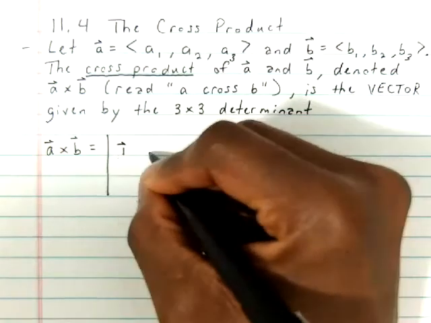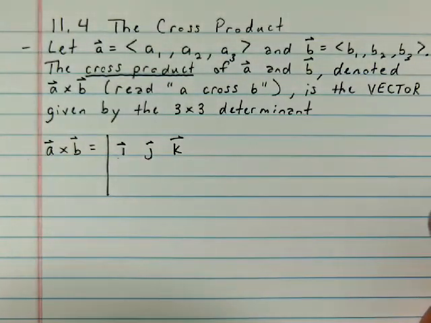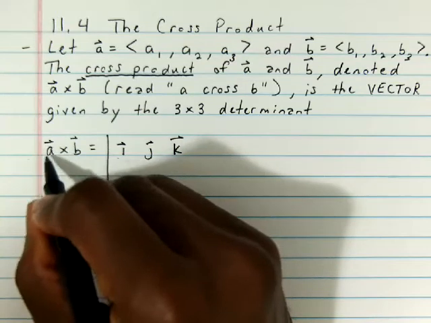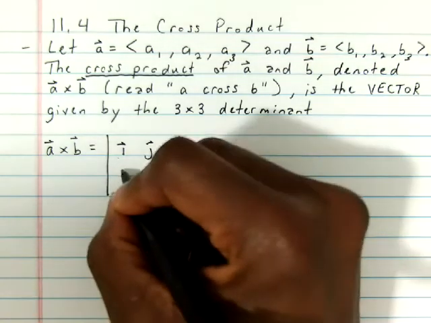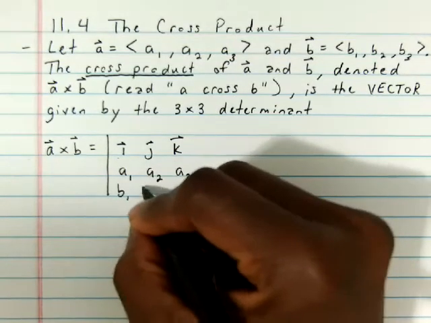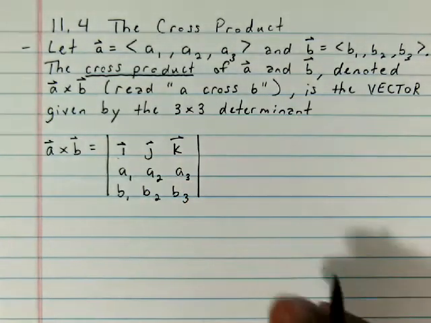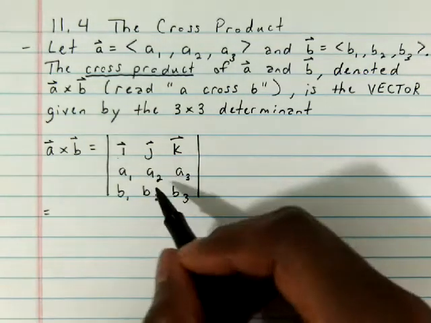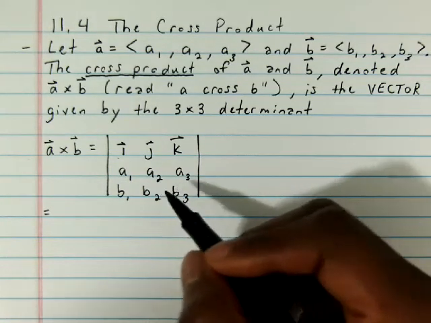So we put I, J, and K in the top row, so our unit vectors. Then in the second row, we put the entries from A, whatever vector comes first here. In the third row, we put the entries from B, whatever vector comes second here. So for us, this is A1, A2, A3, and then B1, B2, B3. Now, how do we go about computing a determinant? So we have a 3x3 determinant set up, but we're going to end up having to compute 2x2 determinants, but I'll talk about how to do that as well.